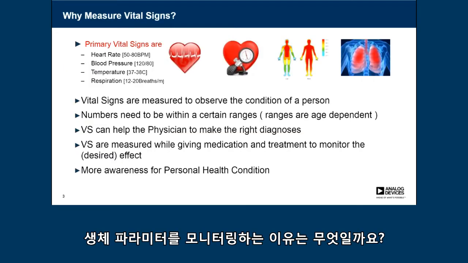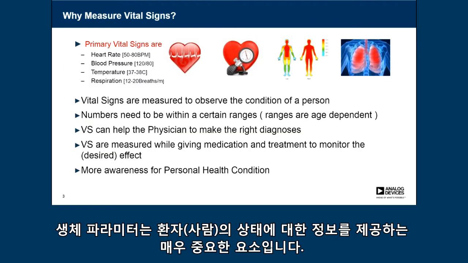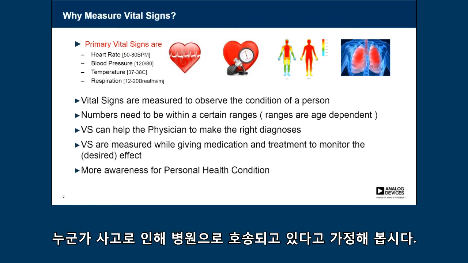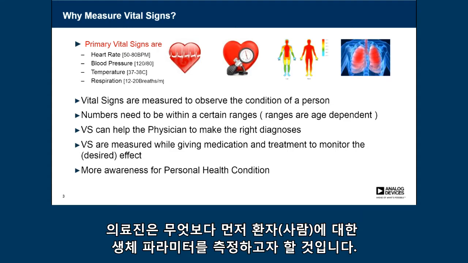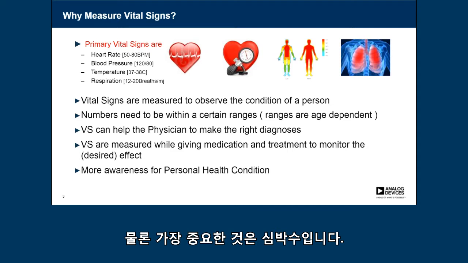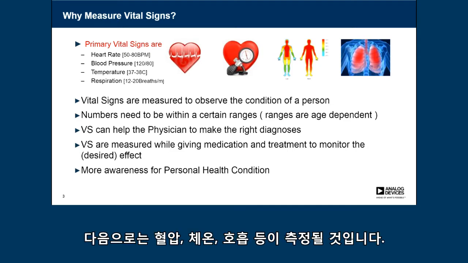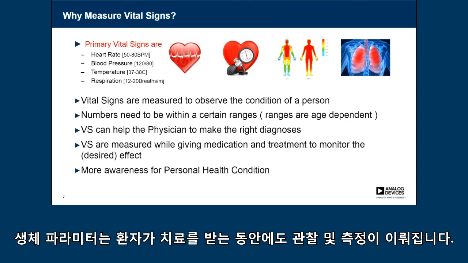Why do we have to monitor vital parameters? Vital parameters are very important to give feedback on the certain condition of a person or a patient. Assume that someone from an accident is being brought to a hospital. Physicians, first of all, want to measure what the vital parameters of persons or patients are. What is important, of course, is heart rate, but also next to heart rate, blood pressure, temperature and respiration are being measured.